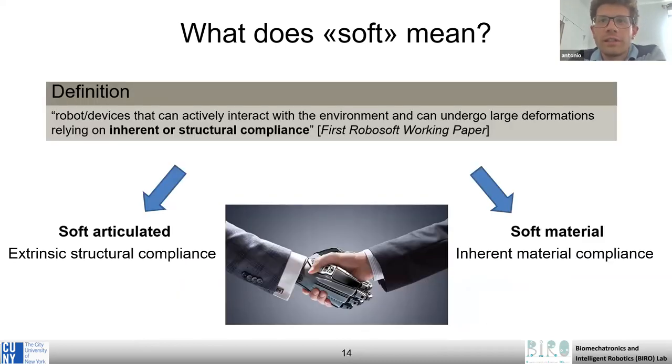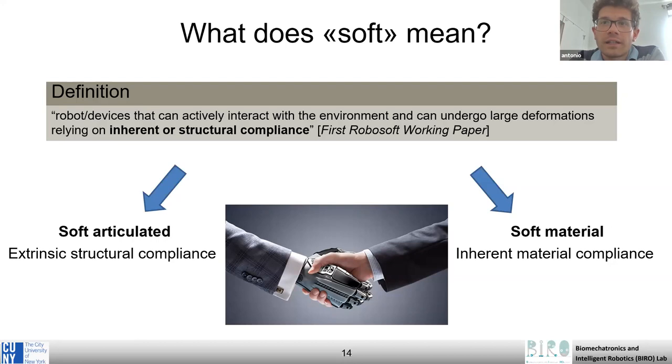We refer to the definition given by the RoboSoft community, according to which soft robots are robot devices that can actively interact with the environment and can undergo large deformations relying on inherent or structural compliance. So this definition, as you can see, is still quite general, and it embraces different categories of soft robots.